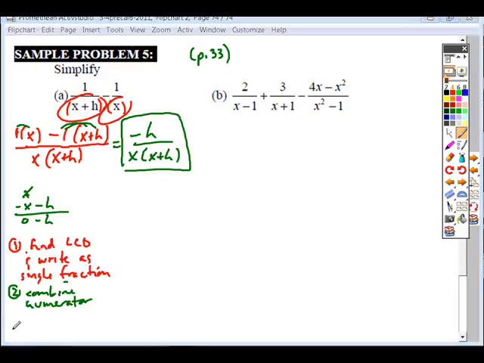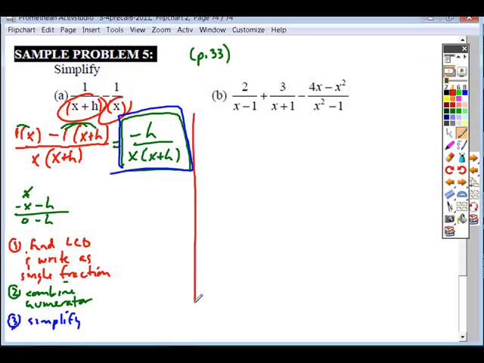Your final step on this would be to simplify your fraction completely. And so that would involve factoring, canceling factors, identifying domain restrictions. Nothing cancels here, so it's left just as it is. All right, moving to the second example.